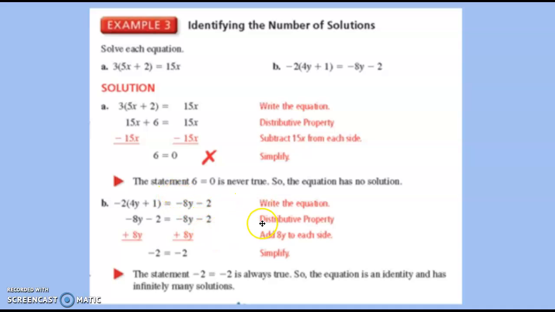In the second example, we have it a little bit different. It's still the distributive property, where you multiply negative 2 times 4y and then times 1, and that equals 8y minus 2. So negative 8y minus 2 equals negative 8y minus 2, and those both equal each other, as negative 2 equals negative 2. That statement is always going to be true, so it has infinitely many solutions.